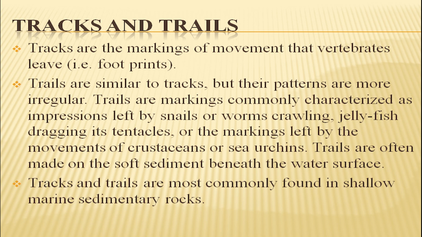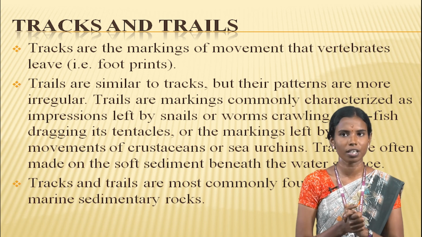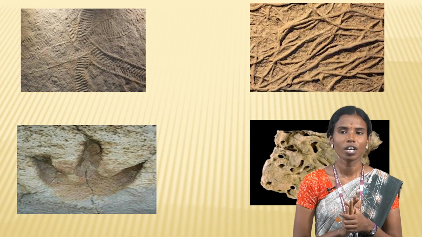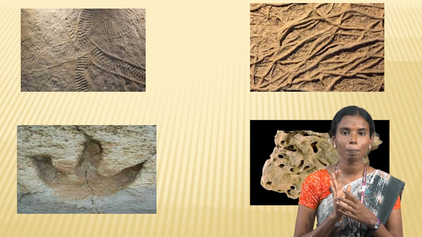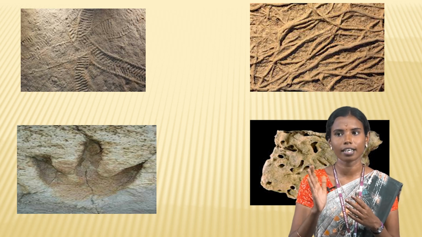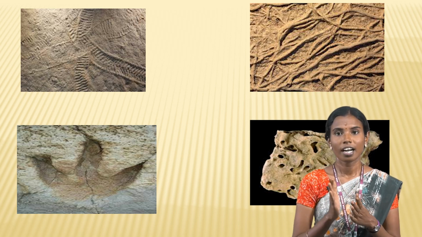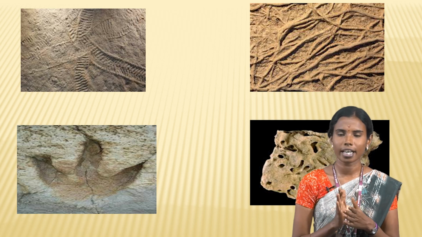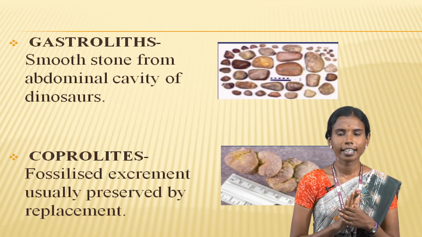So the trails are often made on soft sediment beneath the water surface, and tracks and trails are most commonly found in shallow marine sedimentary rock, not in deep marine sedimentary rock. In this picture itself, you can see the different examples of tracks and trails of different species like burrows, footprints, etc. Next about the gastroliths.